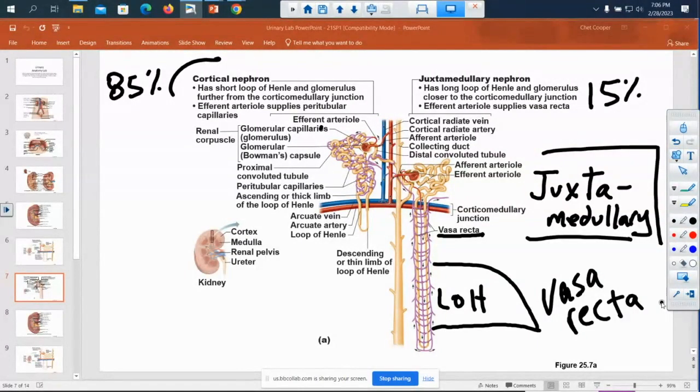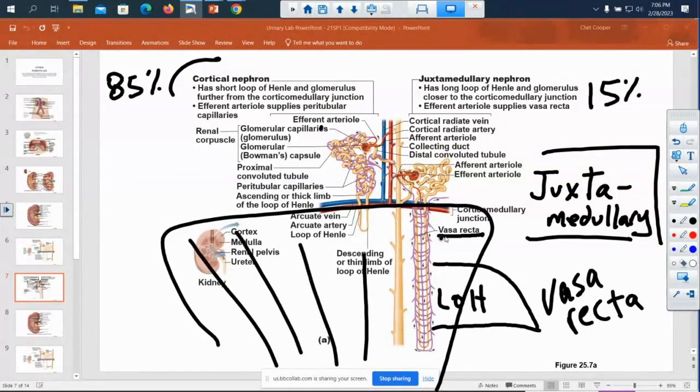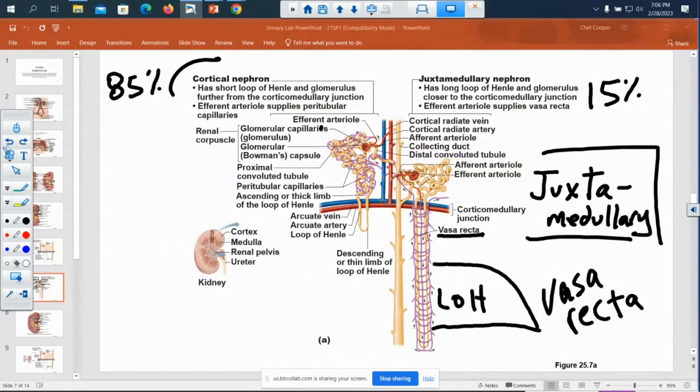That means that these nephrons are located right on the border. They're really close to the medulla. Remember how the medulla is actually here, and the cortex is up there. I'm going to take this off the screen because it kind of ruins everything. So juxtamedullary nephrons have the long blood vessels and the long loop of Henle that goes down into the medulla. These nephrons play a very important role in concentrating or diluting your urine.